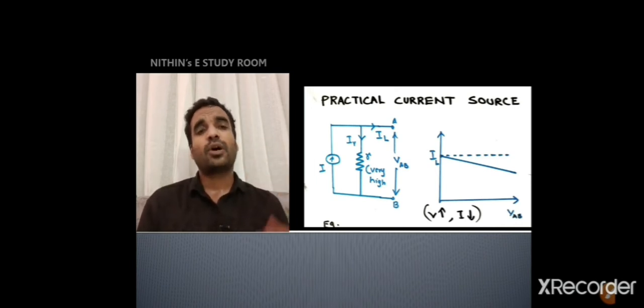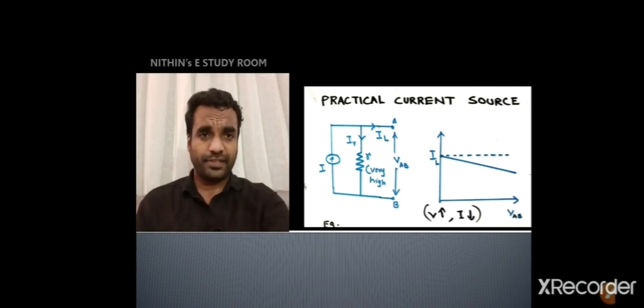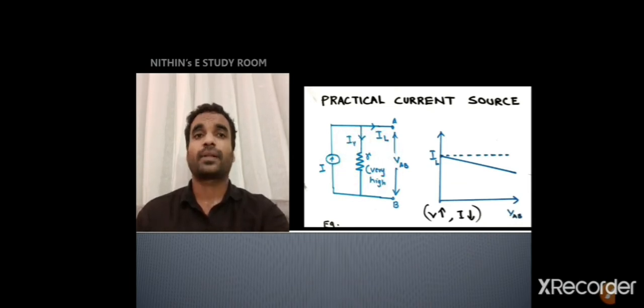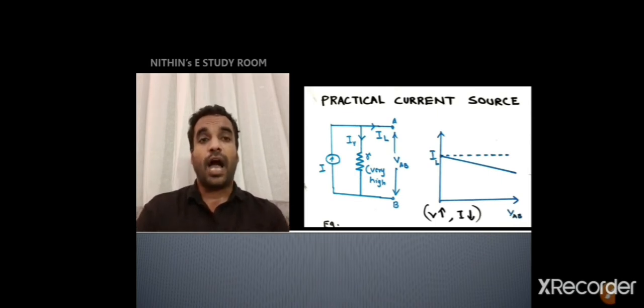So how can we prove that? Now you can see that here I am connecting an internal resistance. In the previous case, in the case of the ideal source, the internal resistance was open, but now it is not an open circuit. I am connecting a very high resistance in series with the current source. That is the internal resistance.